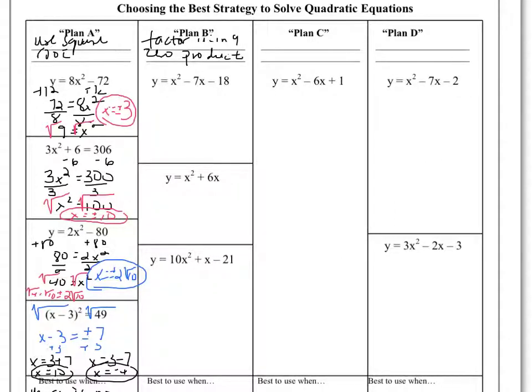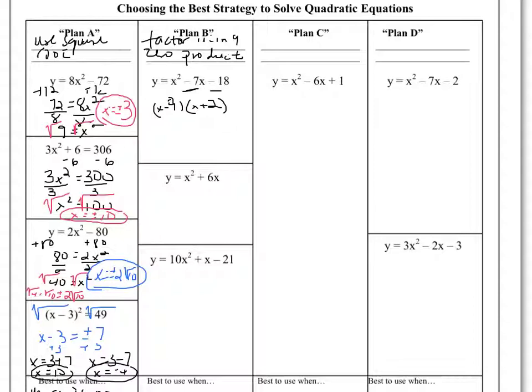Okay, so the first trinomial, I want two numbers that add up to -7 and also multiply to -18. So if I do -9 times 2, it will give me -18, and -9 plus 2 is -7, okay? So those are going to be the two that I'm going to factor to. So x minus 9 and x plus 2.